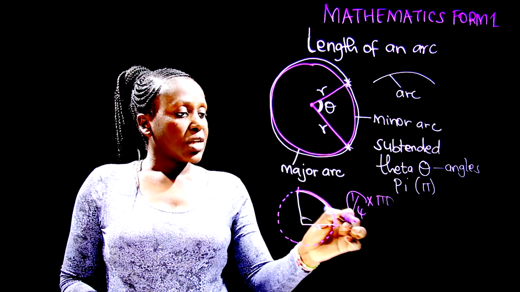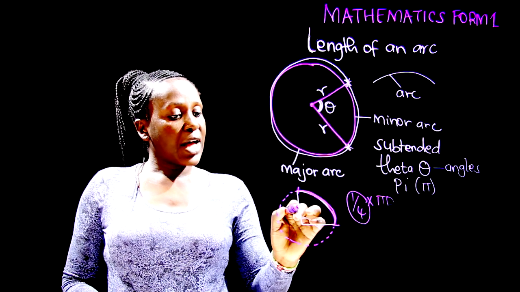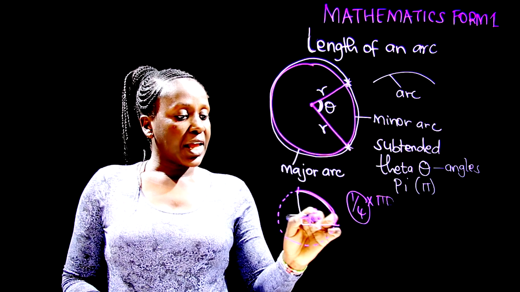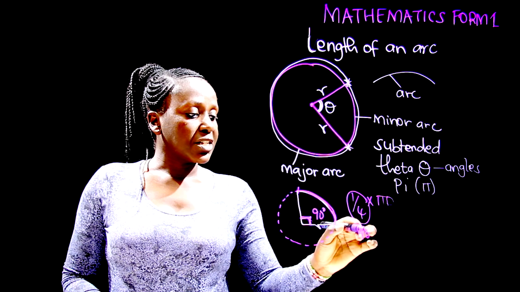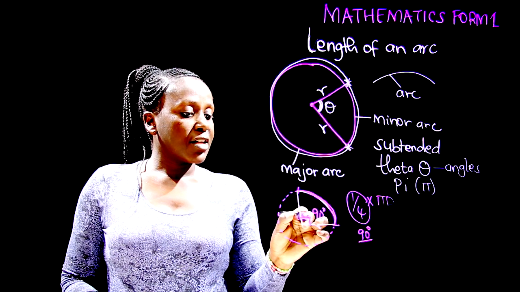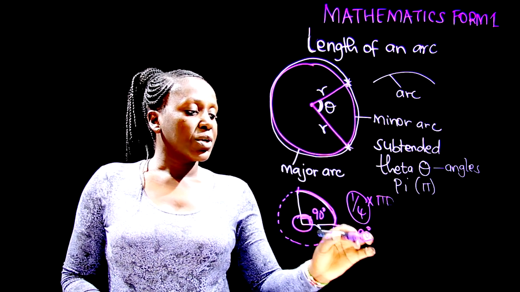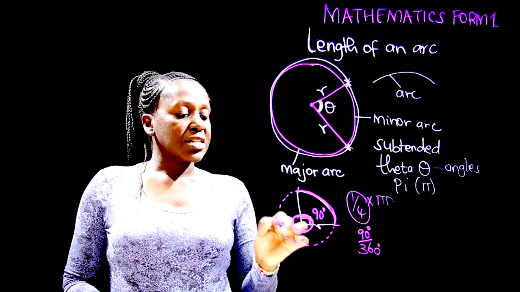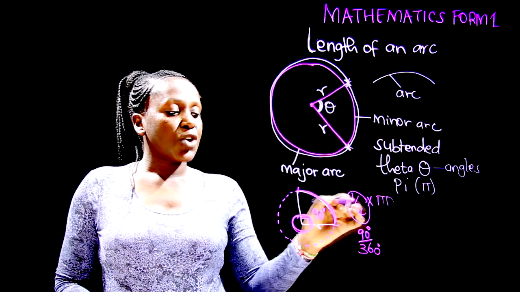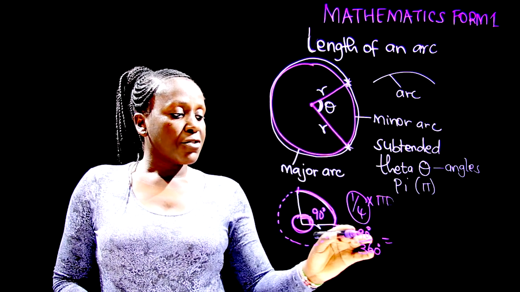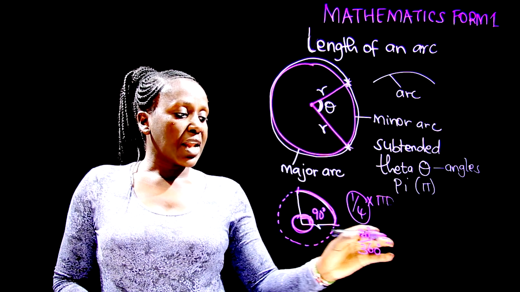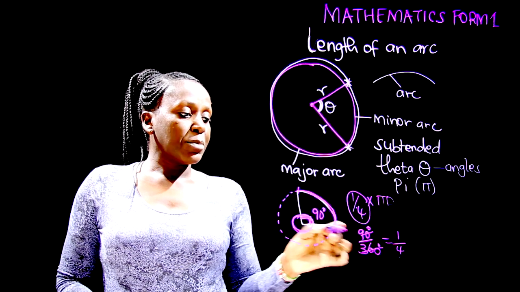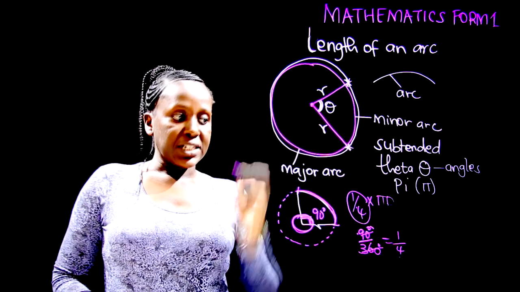But where does this quarter come from? When you look at a quarter of a circle, we have an angle right here, which is 90 degrees. So we have 90 degrees over the total angle here, which is 360. So the whole of this, if it makes a circular turn, then the total angle is 360. Now, if you divide this, 90 divided by 90 is 1, and 360 divided by 90 is 4. So this quarter comes from taking 90 over 360.